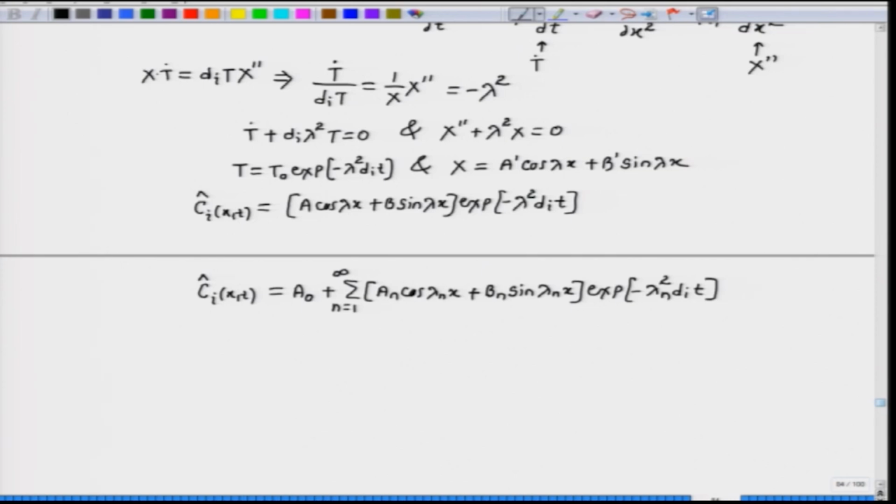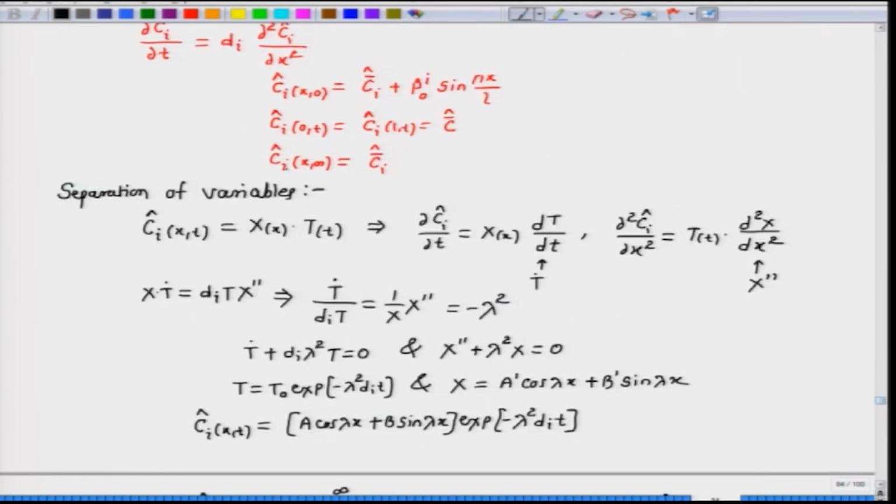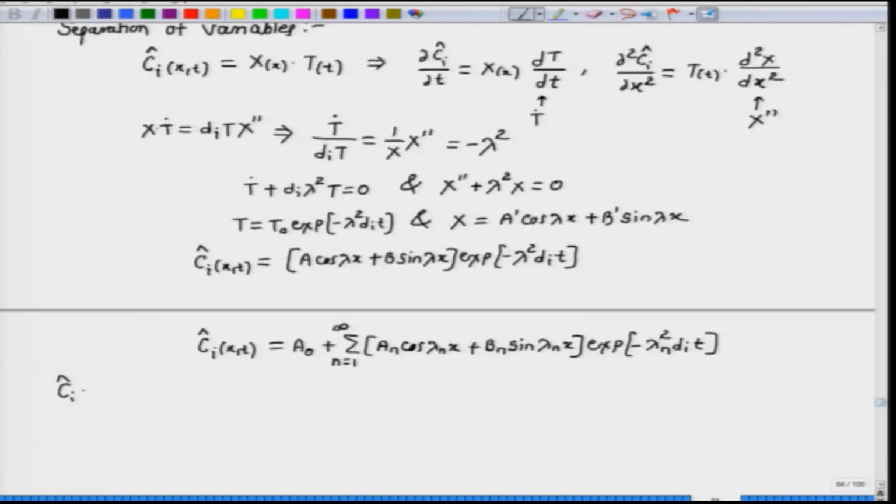Now, this is the general solution that we have obtained for C_i cap. Now, we need to find these constants. If we use this condition, C_i cap at x at t equal to infinity should be equal to C_i bar cap. If we substitute t equal to infinity in this equation, exponential minus infinity is 0. So, we get a 0 equal to C_i bar cap.